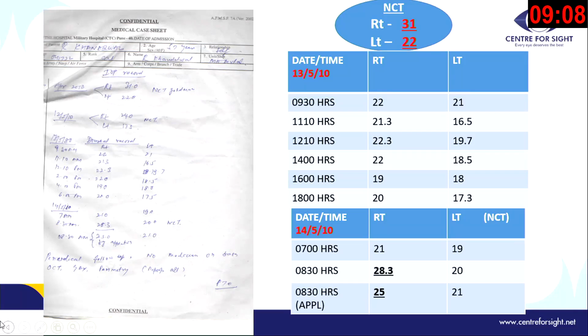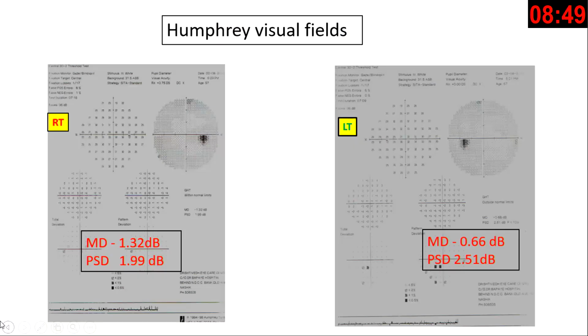But when an NCT was done for him, it was found that his right eye pressure was 31 and left eye was 22. This was again repeated by means of applanation tonometry, where we found that at 8:30 in the morning, it was high, 28.3 in the right eye, and again repeated, it was 25. Left eye was just about marginally okay.